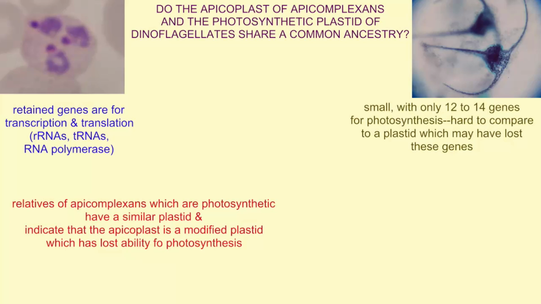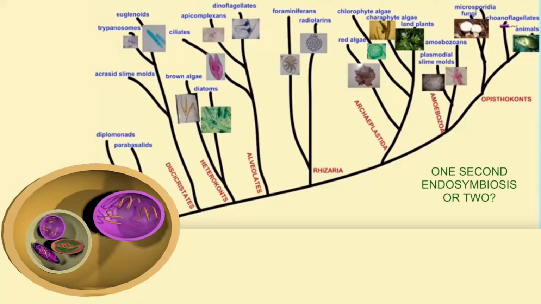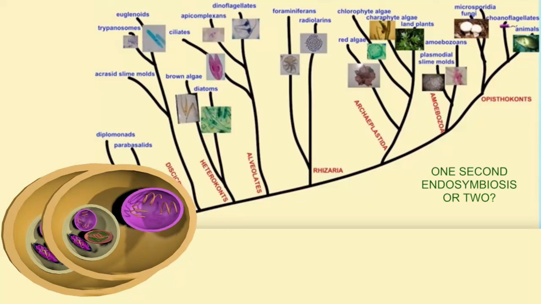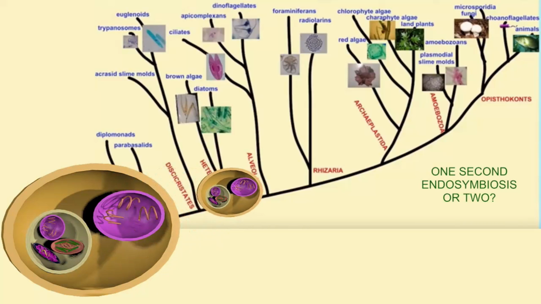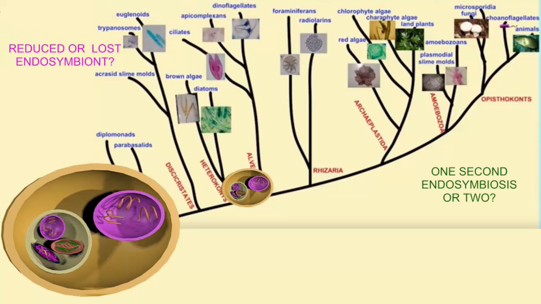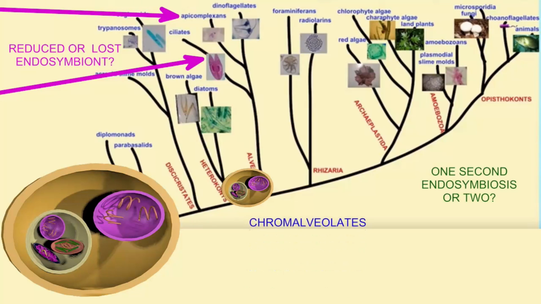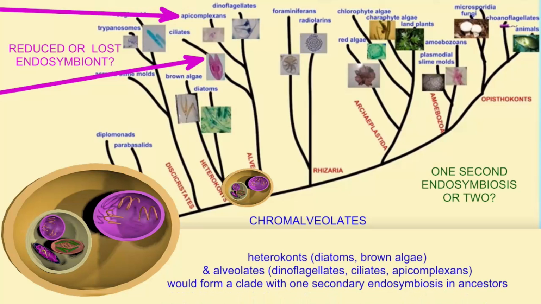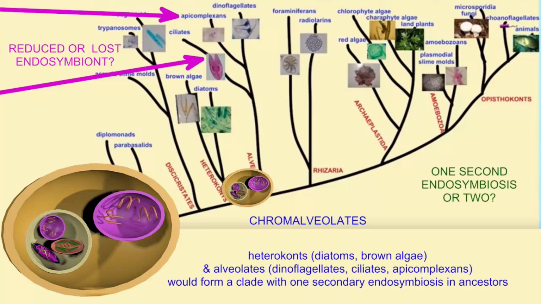And this would tend to give support to the idea of a group known as the chromalveolates, in which the heterokonts, including the brown algae and diatoms, and the alveolates, including the dinoflagellates, ciliates, and apicomplexans, they would all represent a related group, and that a secondary endosymbiosis of a red alga occurred at the base of this group. Although the plastids descended from this lost their ability for photosynthesis in the apicomplexans, and perhaps the plastids were lost altogether in the ciliates.